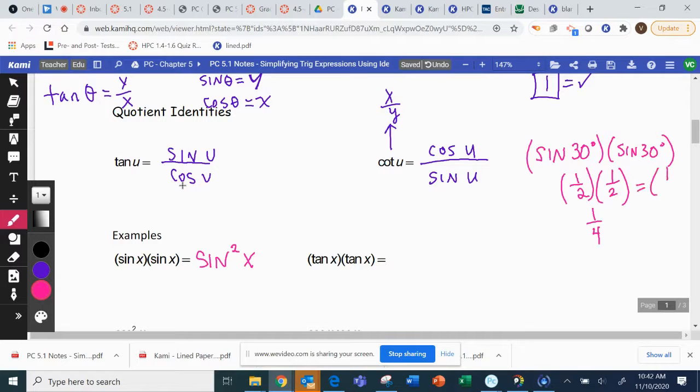That's what I did. I did 1/2 squared, and that was the sine that actually got squared. So that's why we write the squared before the x. But that's what it means. It means that it's sine x times sine x. So tangent x times tangent x is what?